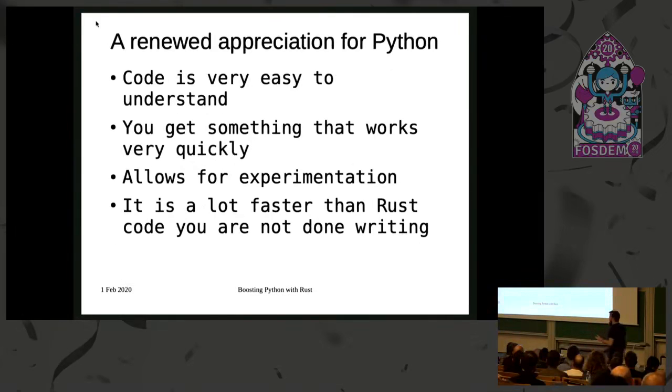Working so much with Rust has given me a renewed appreciation for Python. Code is very easy to understand. Even with the very weird Python that we have to write in Mercurial, because we're really at the edge of performance in Python, it's basically writing pseudocode most of the time, and it's such an achievement in programming language theory to just have a language that most people can read without having to bother themselves with a lot of details that they don't care about. You get something that works very quickly.